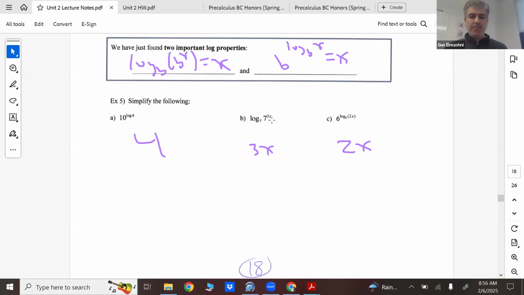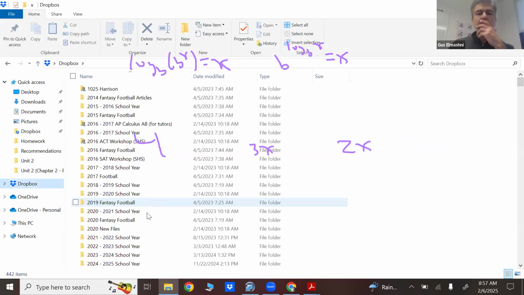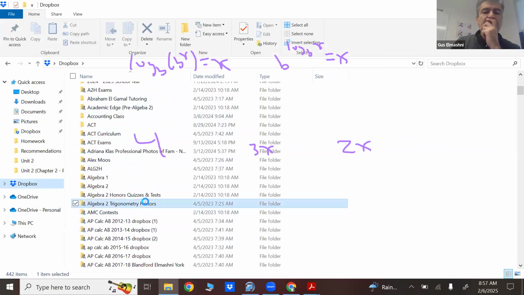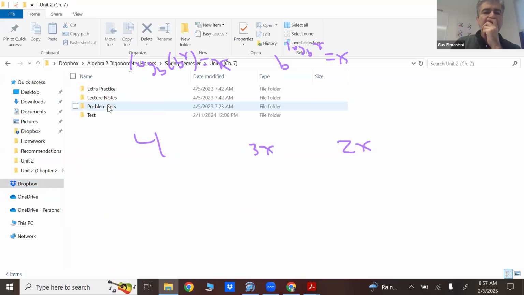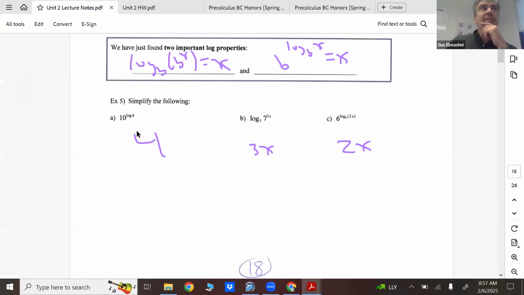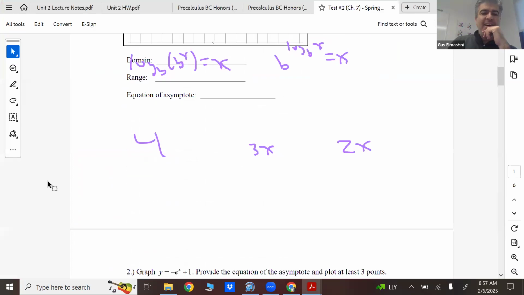One last thing. Trying to think. If I go to my Algebra 2 trig honors folder from a long time ago, when I taught this. You can see how long I taught this. Well, 2016. I first started teaching this in 2011, I think. No, 2009, actually. Yeah, some of you guys were just like babies then.